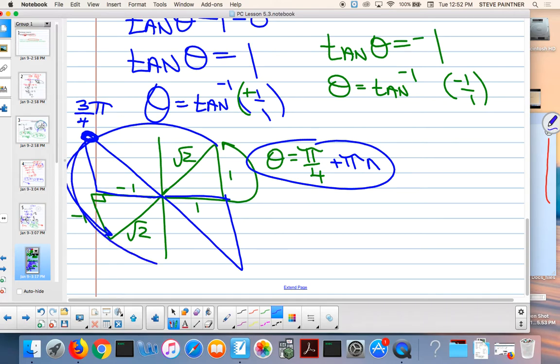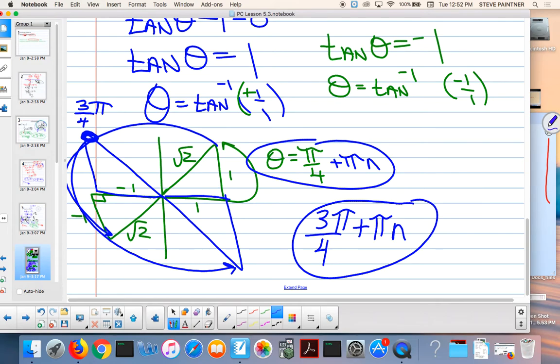And where's the other answer? How far away? Pi. So you could say 7/4 pi, but by writing this, if I make n 1, 1 times pi is pi, and pi plus 3/4 pi would be right here. It is 7/4 pi, but I don't have to say it. I can just leave it like that. And again, on the test or quiz, would you please write this? What's n? Easy.